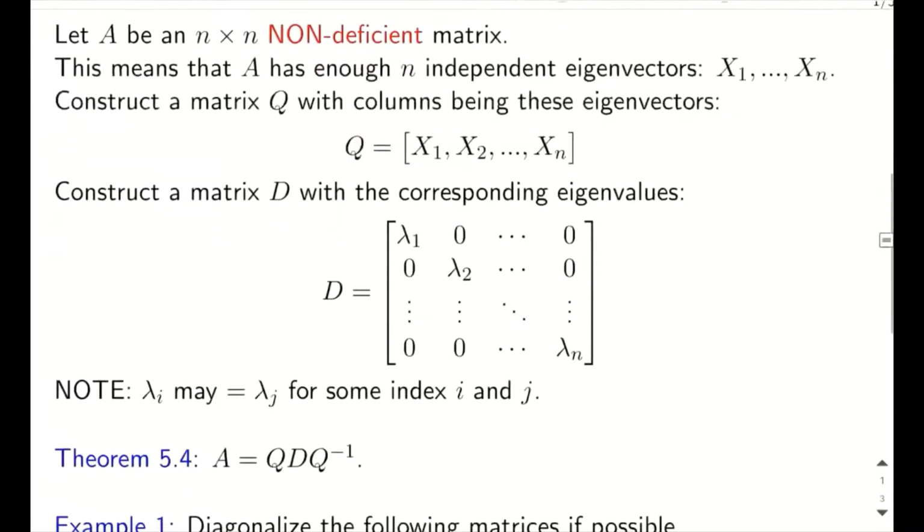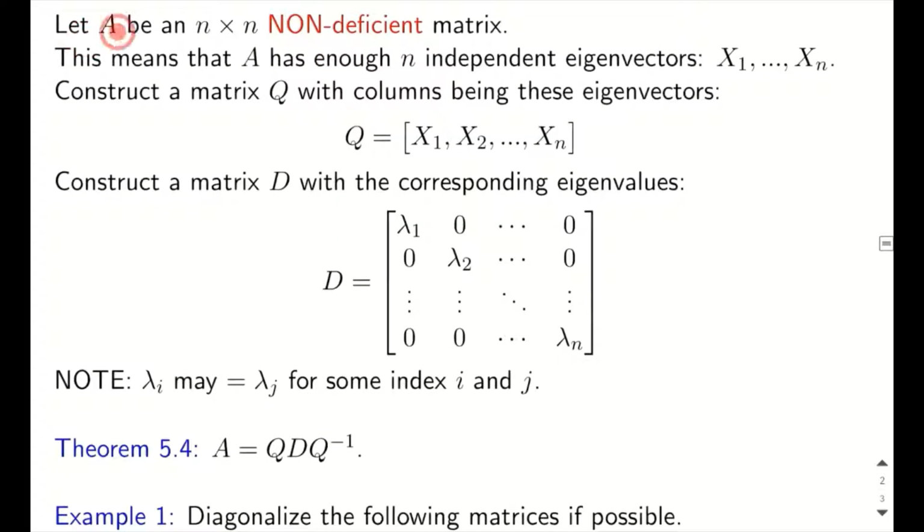Diagonalization: we are going to start with an n by n matrix A that is non-deficient. By non-deficient, we mean that A has enough n independent eigenvectors, say x1, x2, up to xn. Each of the eigenvectors is a column vector, so we can put them together. That will help us form a matrix that we denote as Q.